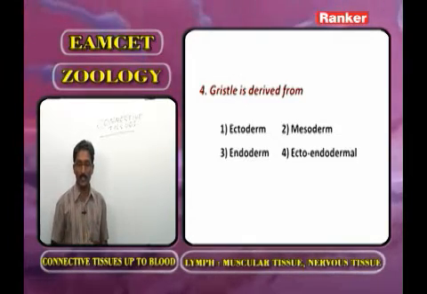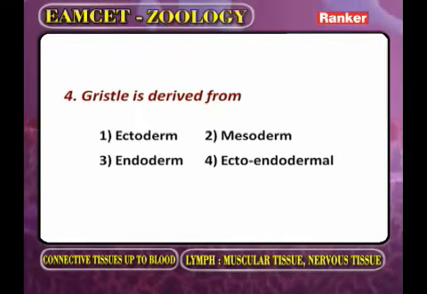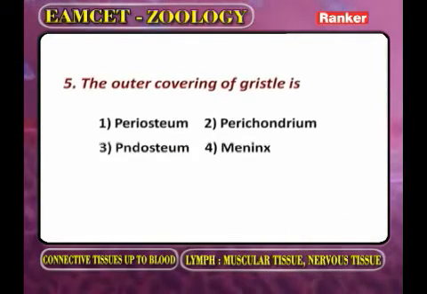Now I am repeating the question. Gristle is derived from. Now what is meant by gristle? Nothing but the cartilage. Now you have to eliminate the answers for this question. One we call ectoderm, the second one mesoderm, the third one endoderm, and the fourth one ectoendodermal tissue. Now what is the correct answer for this question? The mesoderm. Now we go for the next question.